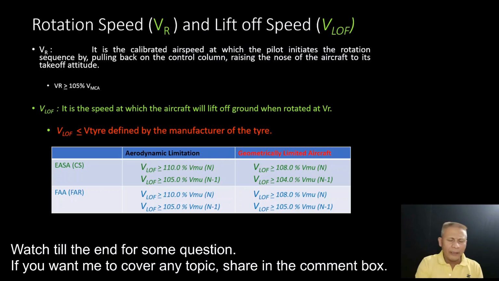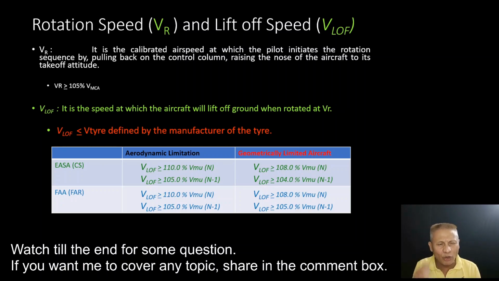So now, my primary aim was to reach V2 by 35 feet. In order to reach V2 by 35 feet, the pilot must initiate a certain action just before reaching V2. So what is that action? I need to rotate the aircraft at a particular speed and at the prescribed rate of rotation, which is prescribed by the company. Then only will I be able to reach V2 at 35 feet, exactly at the end of the takeoff distance available.